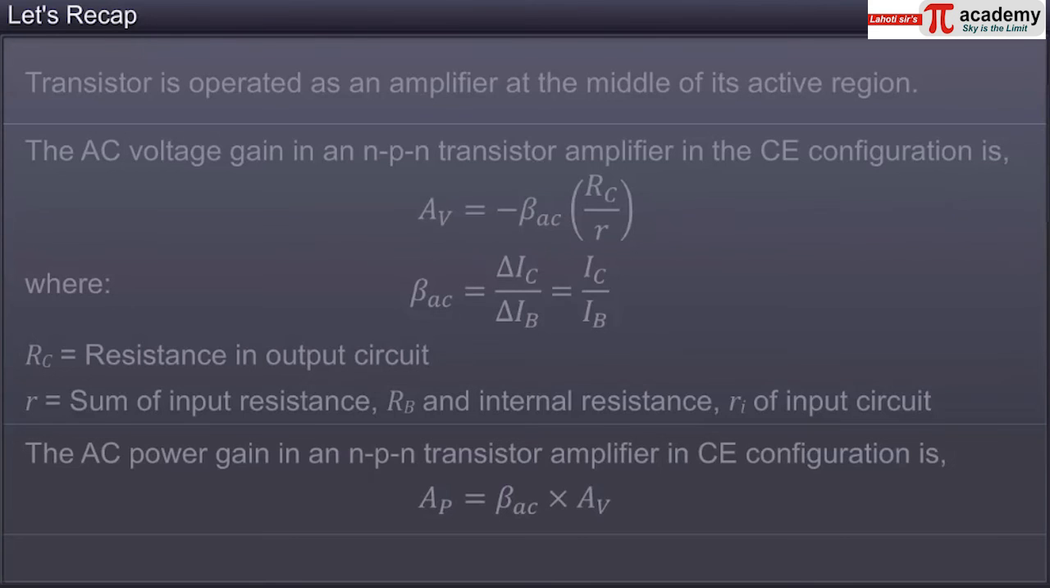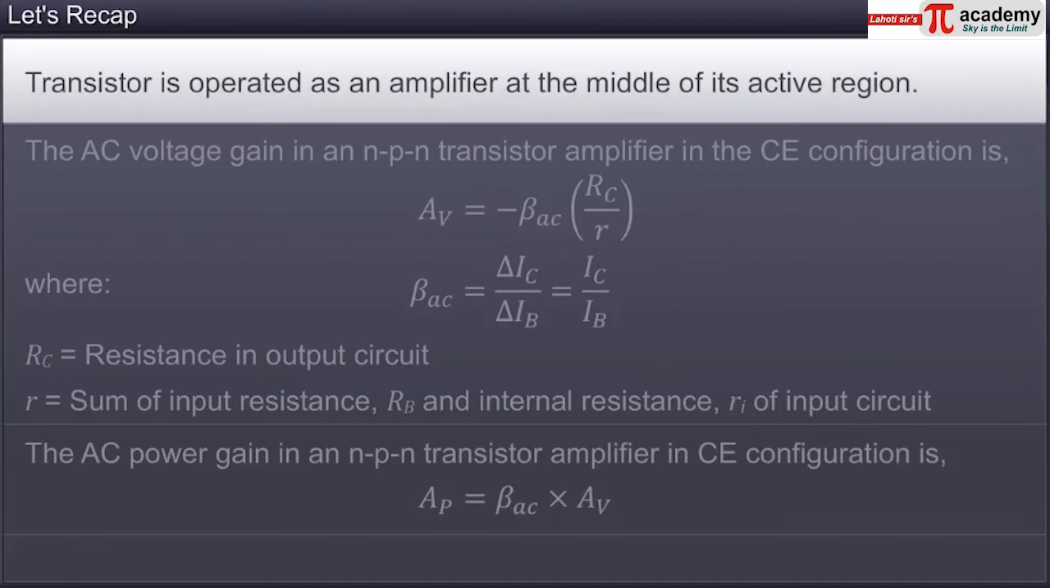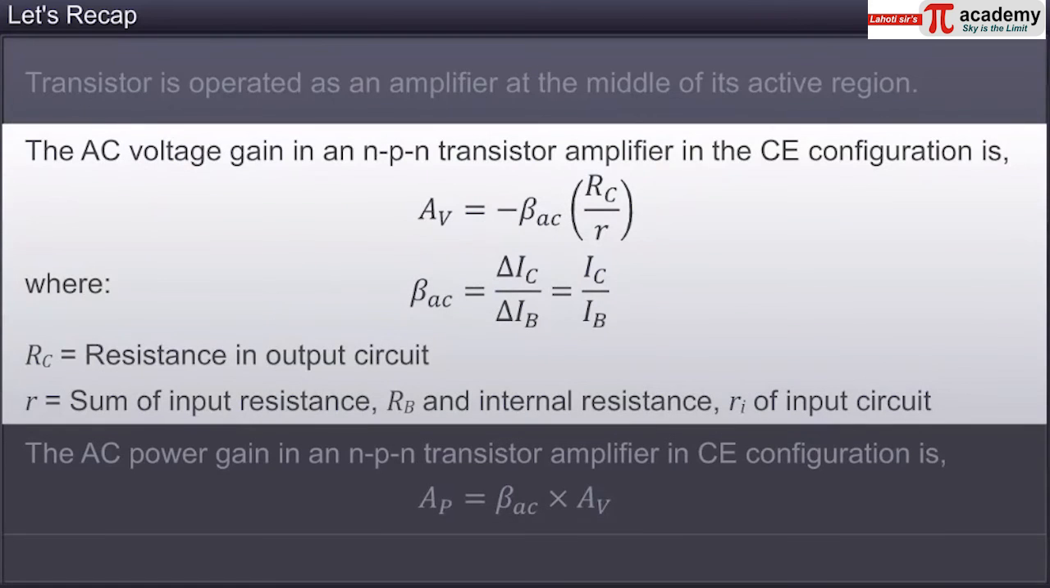You have now reached the end of this module. In this module, you have learned that a transistor is operated as an amplifier at the middle of its active region. The AC voltage gain in an NPN transistor amplifier in the common emitter configuration is given as AV is equal to minus beta AC into RC by R, where beta AC is the current gain, which is equal to delta IC by delta IB, that is equal to IC by IB. RC is the resistance in the output circuit or load resistance, and R is the sum of input resistance, RB, and the internal resistance, RI, of the input circuit.